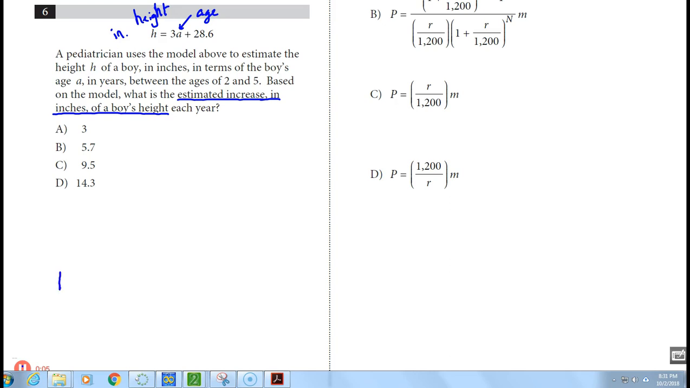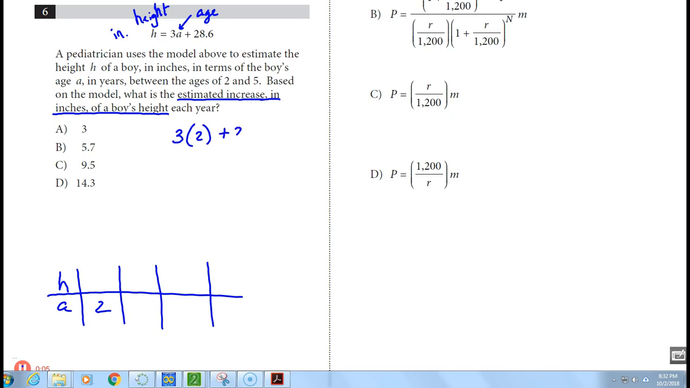One way to do this would be to set up a table. This might be the longer way, but I'd still like to show it because some problems I'm not exactly sure how I'm going to solve it. So a lot of times I'll go to a table or a graph or some sort of picture to make some sense of it. Let's start with a 2-year-old. So if I do 3 times the 2-year-old plus 28.6, that comes out to be 6, and that comes out to be 34.6 inches. So right there, we'd expect that.